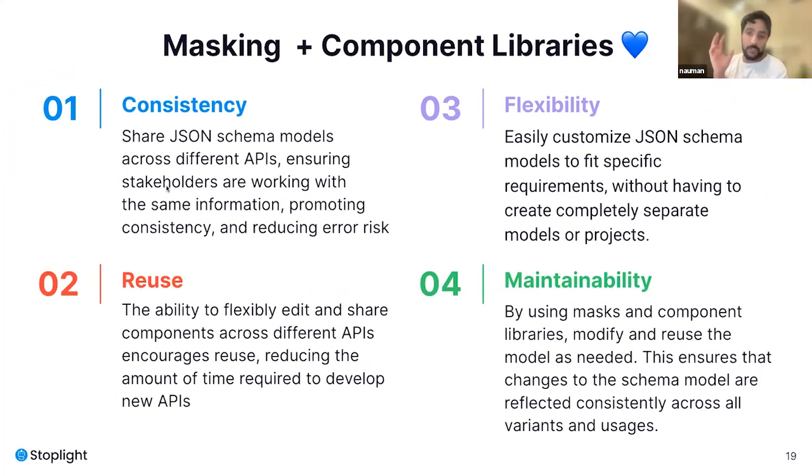So we talked about two features, masking and component libraries. They're very similar in terms of the goals they're looking to achieve, which is we want people to build consistent APIs, reuse whatever they can across the organization, while still having the flexibility to use it in different ways, and making it easy for people to maintain these models over time, be it the governance team that's maintaining the component library, or within your API project if you have different variants of the same model.